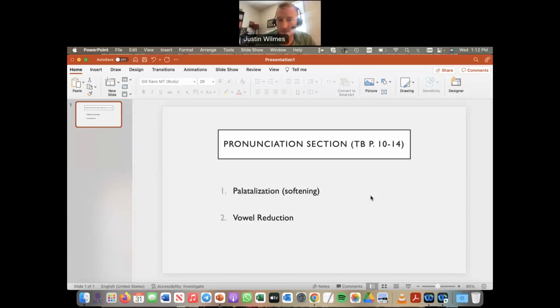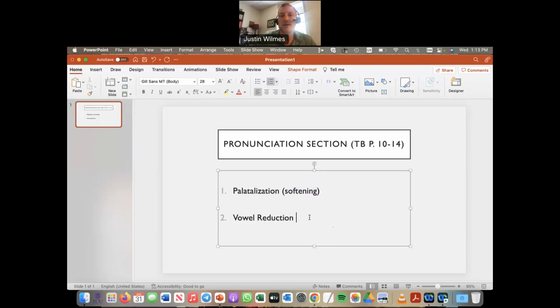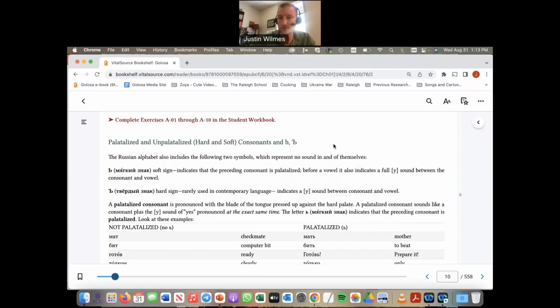But there are a couple of nuances with pronunciation, and these are the two most important ones at this point. And really, this is most of the pronunciation rules that we're going to talk about the whole year. So one is called palatalization, and a more colloquial way of saying that is basically softening of consonants. And another one is vowel reduction. Again, these are on pages 10 to 14, so let's take a look there and go through these two sections together.